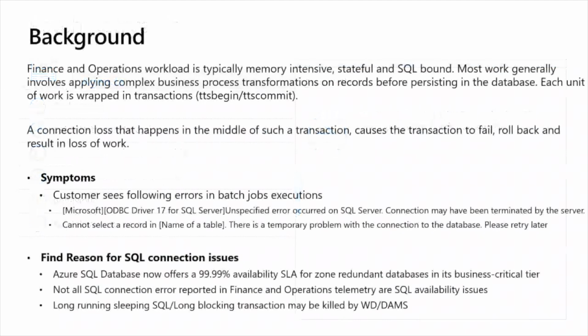So, the background. Dynamics 365 finance and operations workload is typically a memory-intensive and SQL-bound workload. Most of the transactions that we do in 365 finance and operations are to fetch the data from the database, apply business process transformation, and then commit back to the database. Each unit of work that we have is wrapped within a transaction block, which we call TTS begin and TTS commit, transaction begin and transaction commit.